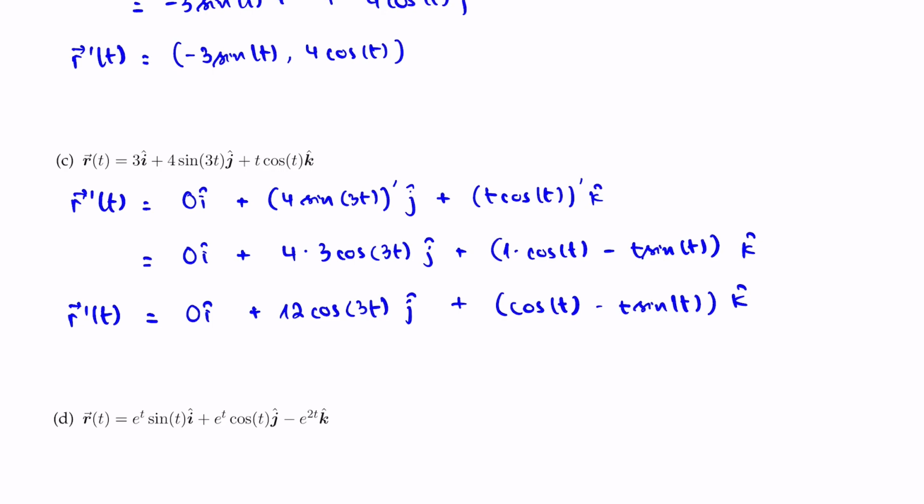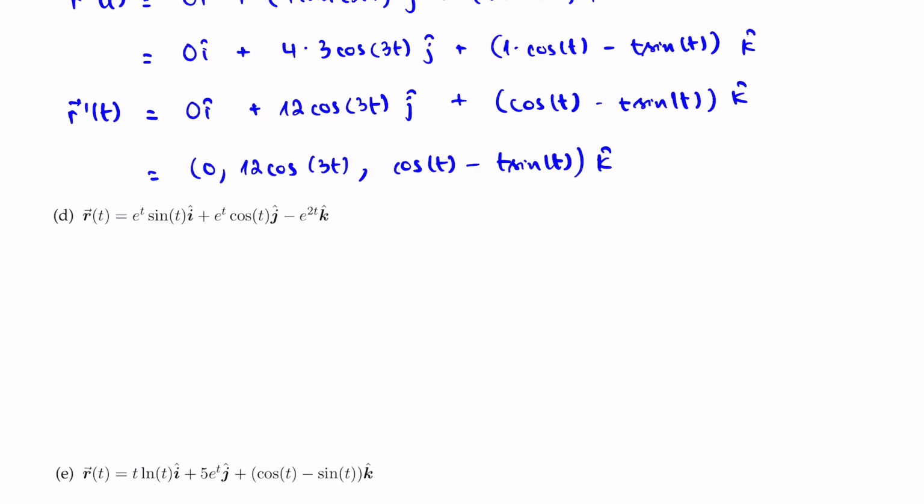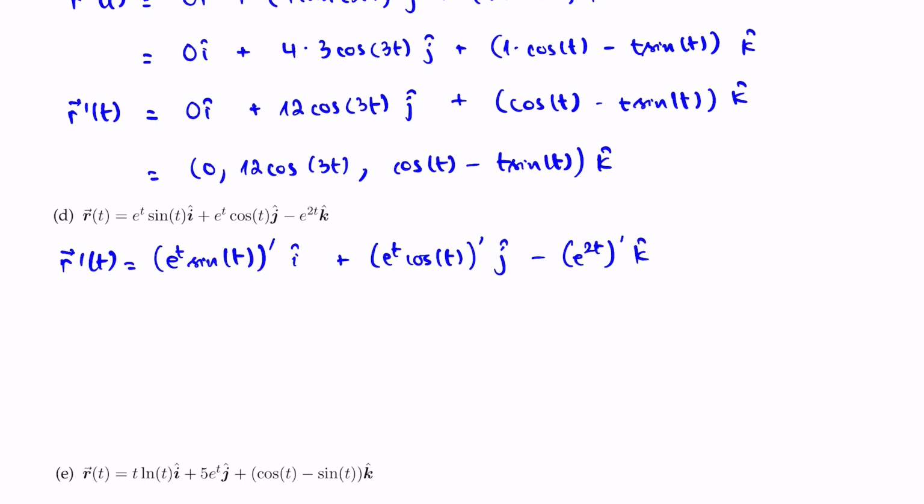And again, you can rewrite this in component form as 0, 12 times cosine of 3t, cosine of t minus t times sine of t. Next, we want to take the derivative of a vector value function of the form e to the t times sine t i plus e to the t times cosine t j minus e to the 2t times k. So the derivative of the vector value function is (e to the t times sine of t)' i plus (e to the t times cosine of t)' j minus (e to the 2t)' k hat.